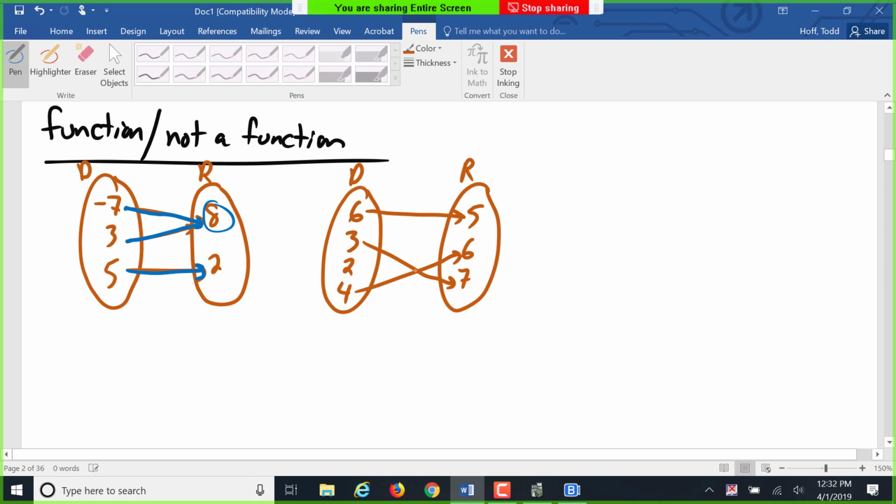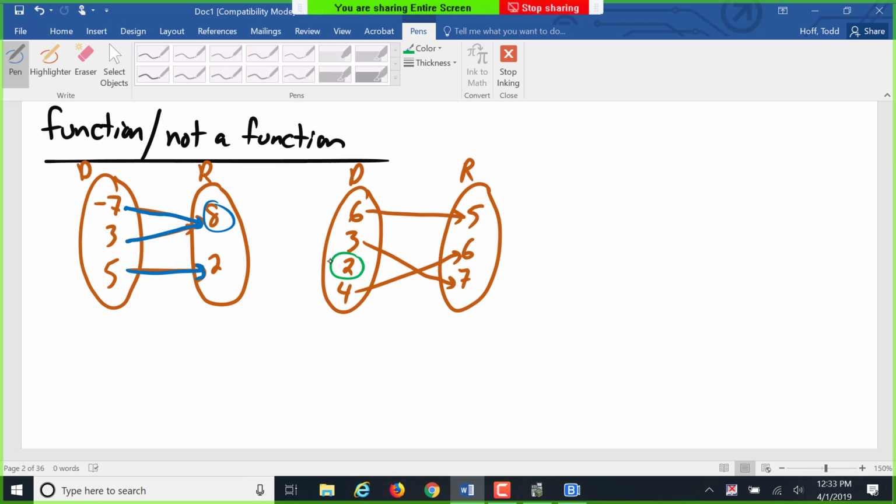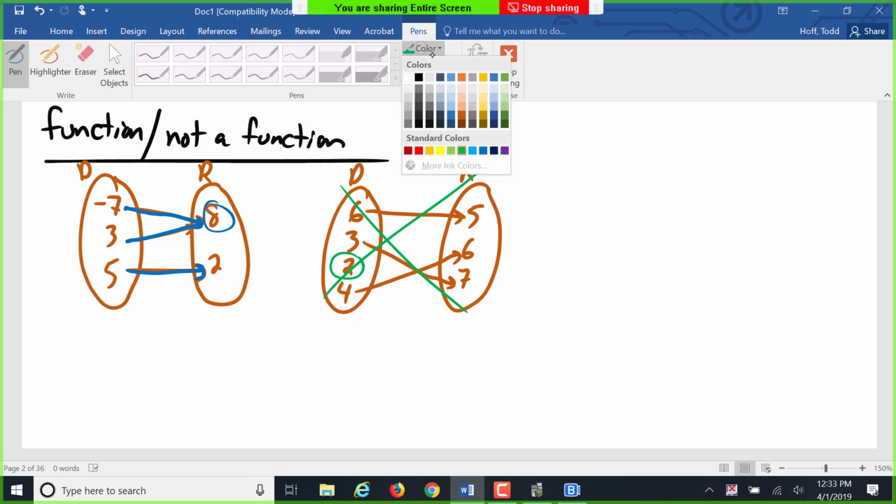Is this a function? No. As it is written, it is not. Why is it not? The 2 doesn't go anywhere. The 2 currently doesn't go to anything. Now we could redefine the function to exclude 2 from the domain, and we would make it a function. That's one of the things we've looked at when we get with fractions, is we can restrict the domain to create a function. But as this is written, it is not a function as long as 2 is in that domain.